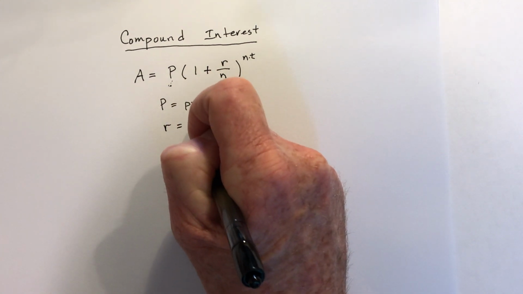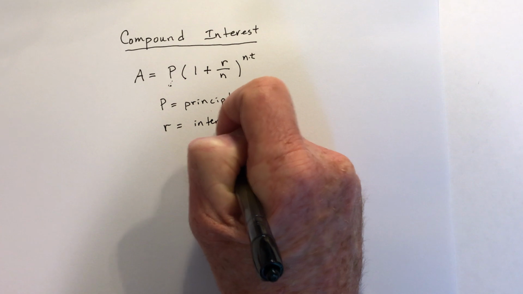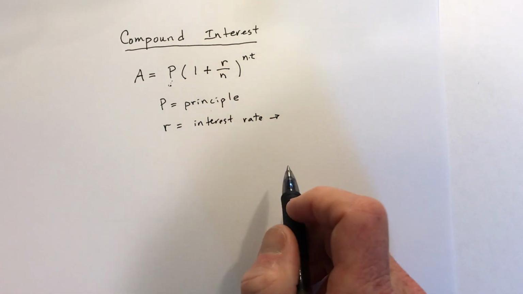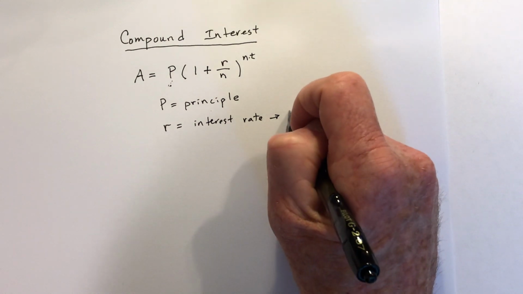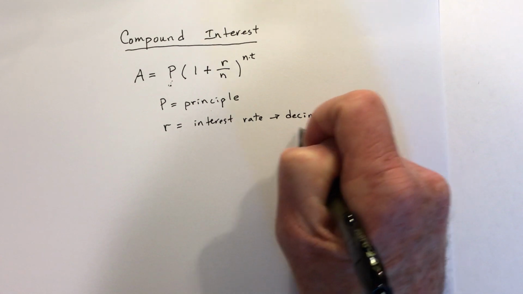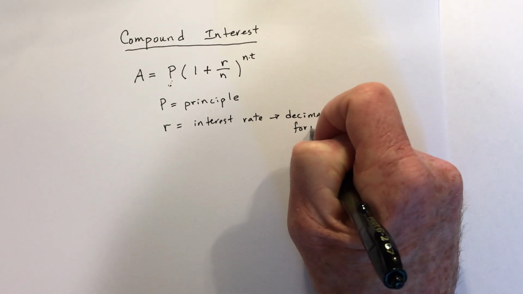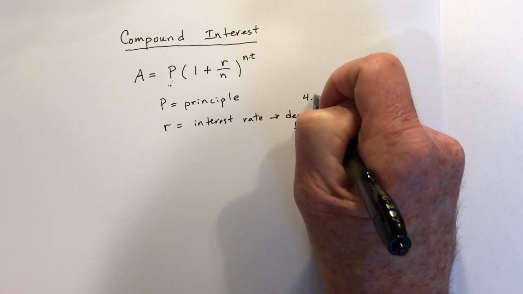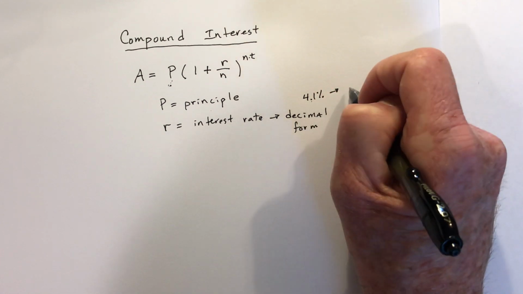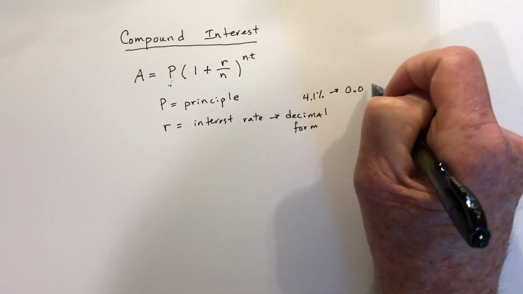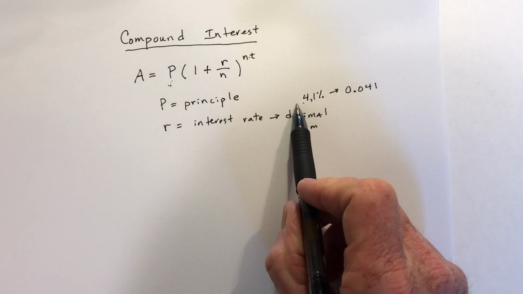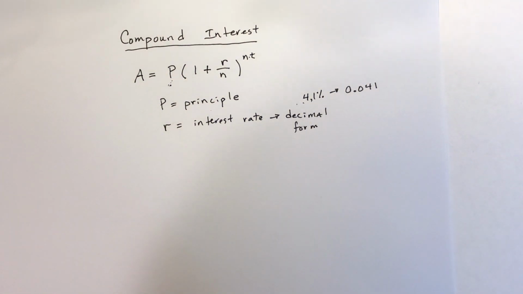So the r is the interest rate, and if it's given as a percent, which it usually is, then you do need to put it in decimal form. So if it said something like 4.1% interest, then move the decimal to the left by 2, and then we would be using the decimal 0.041. So move the decimal 2 places, then there'd be a 0 right there.